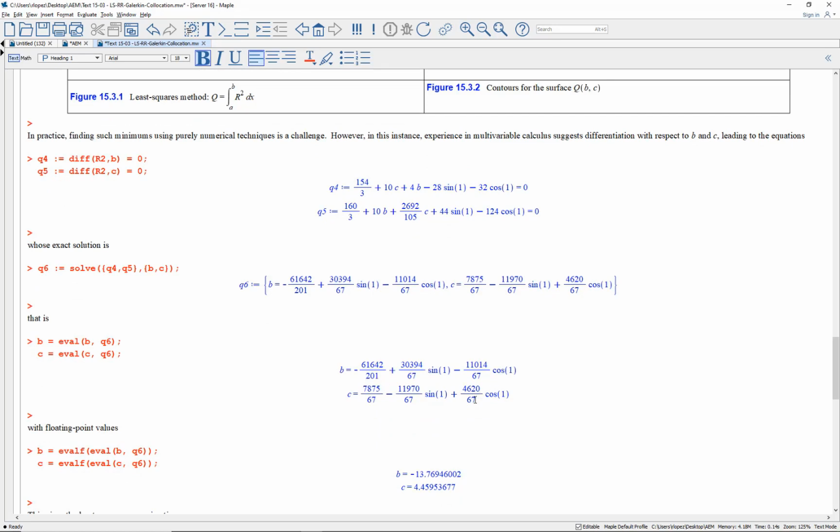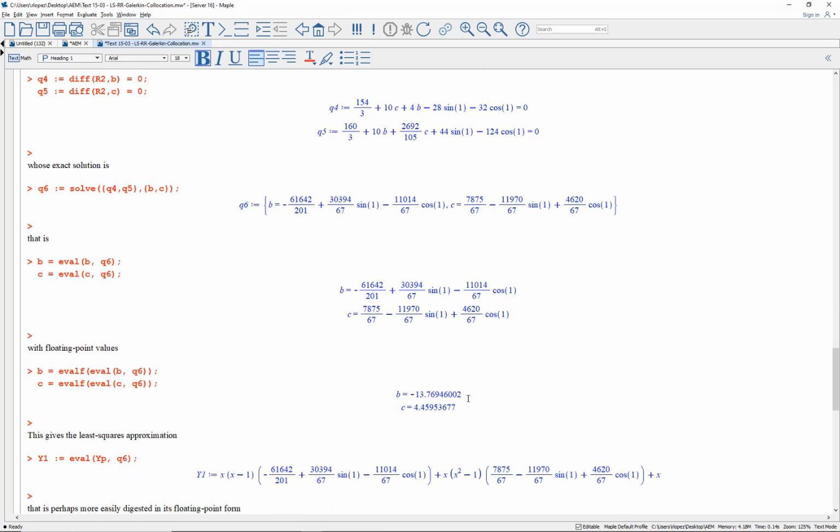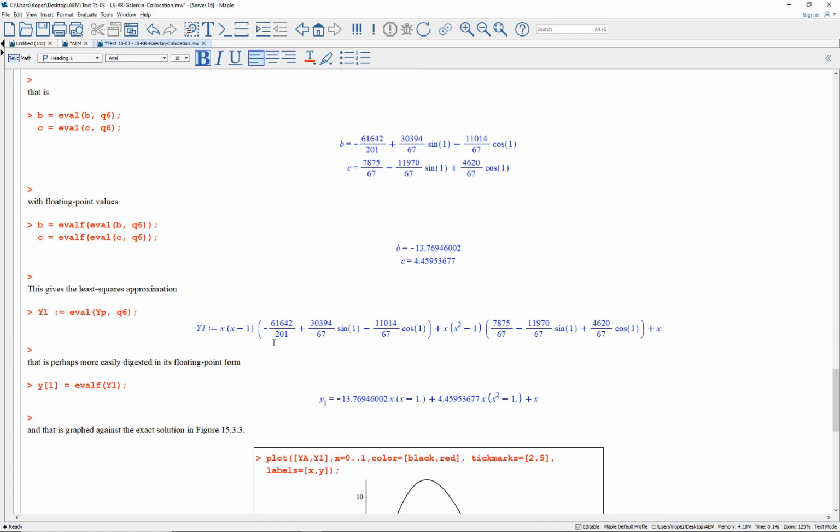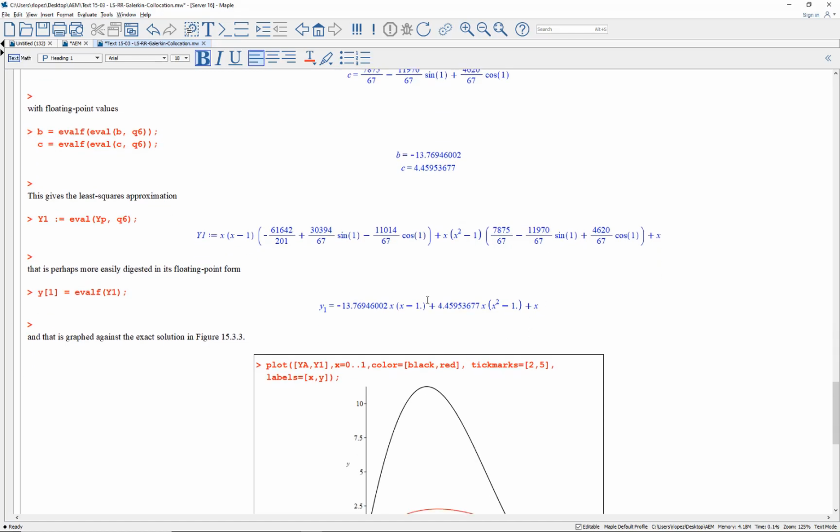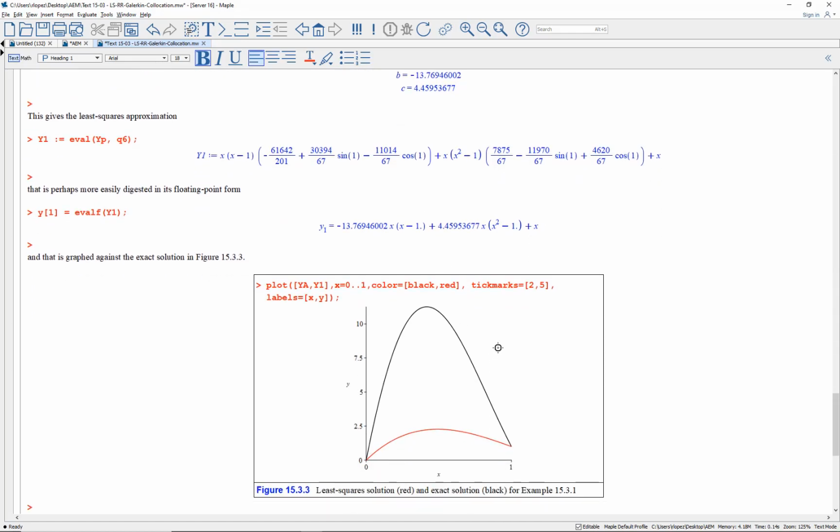Okay, here's the b, here's the c, here's the numbers as floats. That gives you this y1 as a first approximation. Here it is as a float. Then you graph it to see how you did. This is the least square solution in red. This is the exact solution in black. We didn't do a very good job.